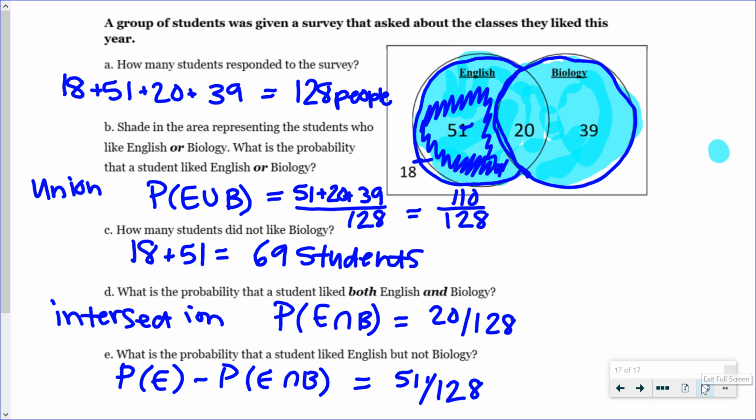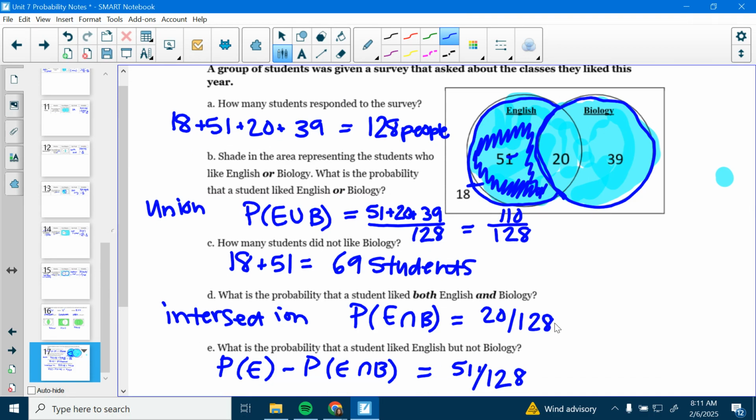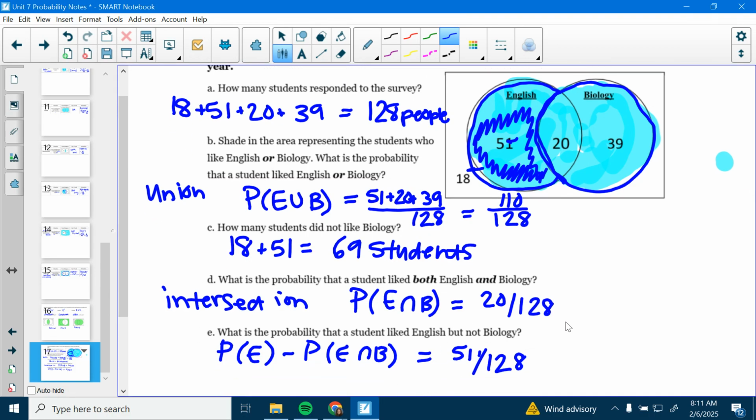All right. So those are some different situations that are using a Venn diagram to help us find the probabilities of different situations.